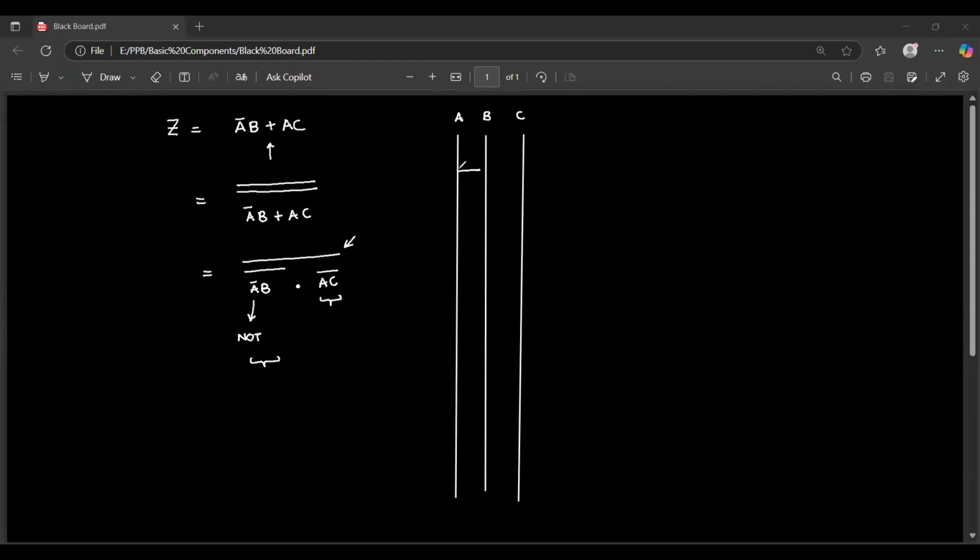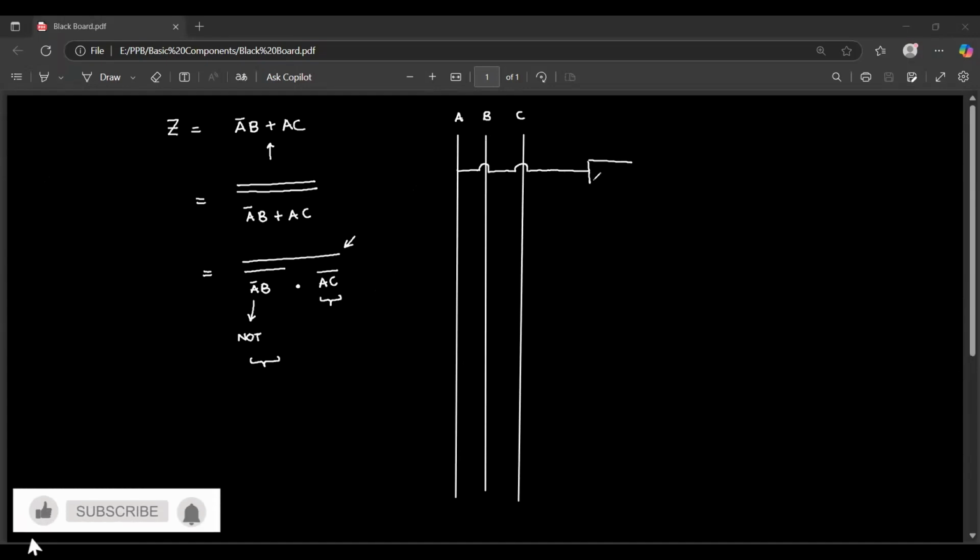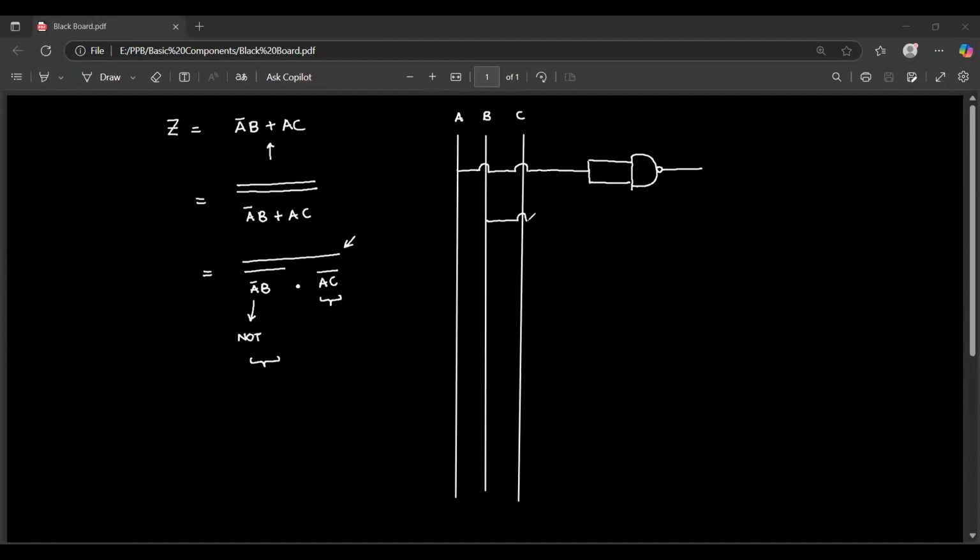That's all. So let's send A bar. First of all, we have to create A bar. So how can we create A bar? Well, we have to send the same signal twice through a single NAND gate. Now you will have A bar. A bar B. So let's send B and A bar through a single NAND gate.